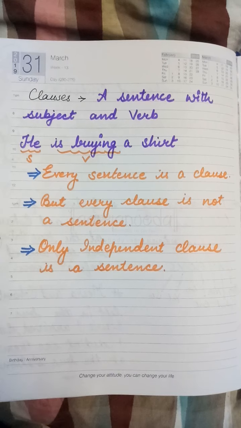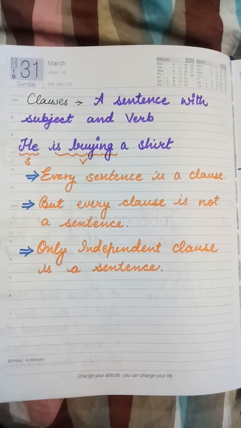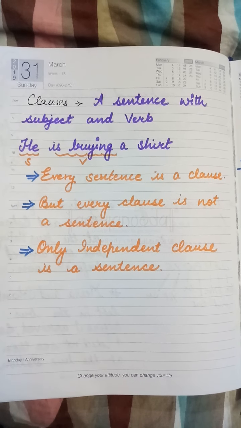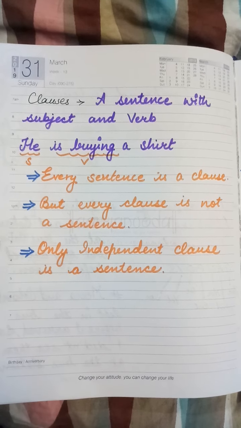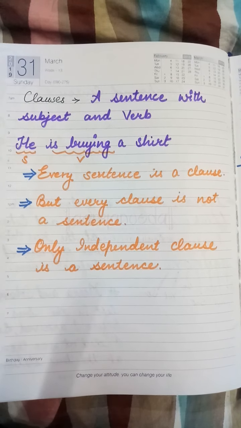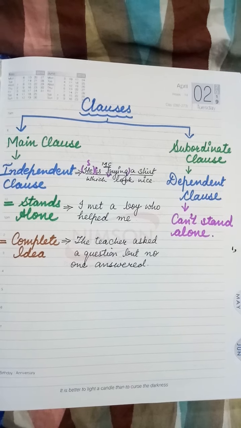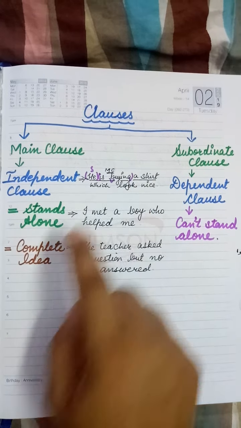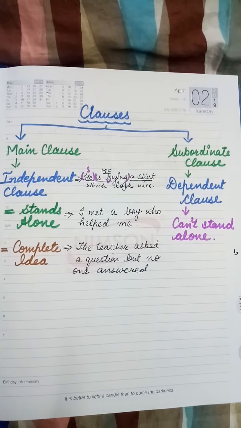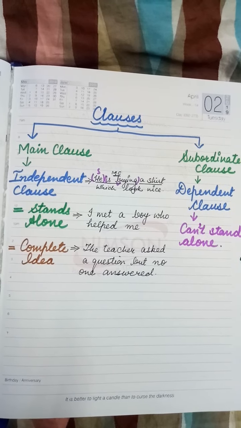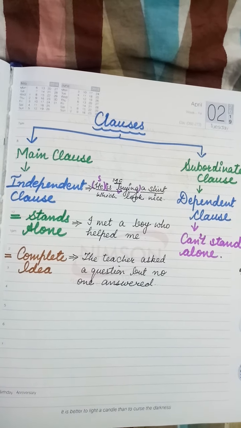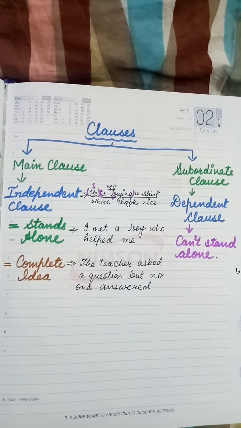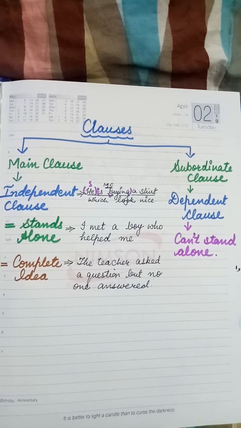Okay? For example, he is buying a shirt. Here, he is the subject, and is buying is a verb. He is buying a shirt. It is a main clause. Okay? It has its own meaning. It is also known as an independent clause. Why is it called an independent clause? Because it stands alone. It conveys a complete idea.